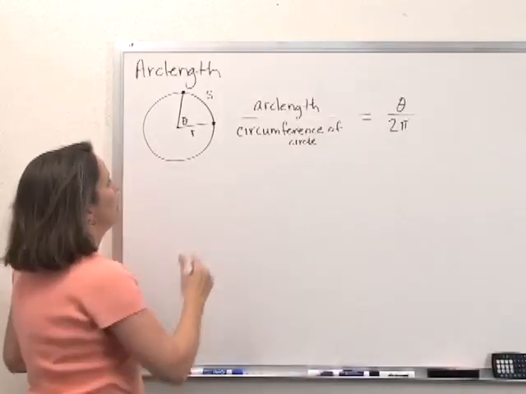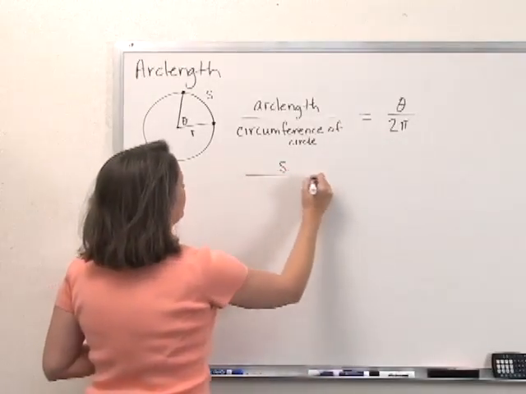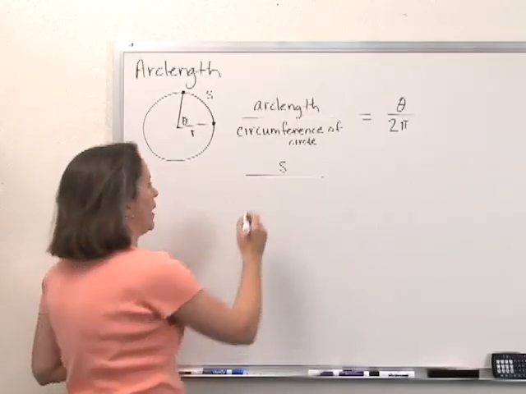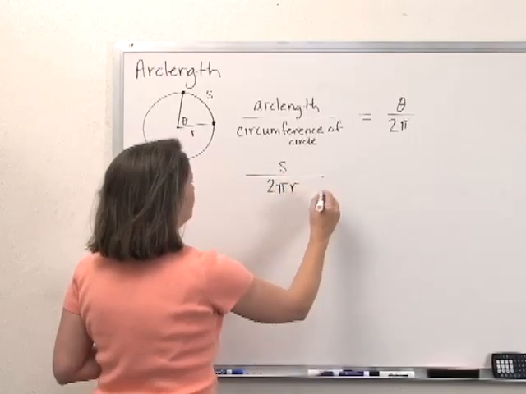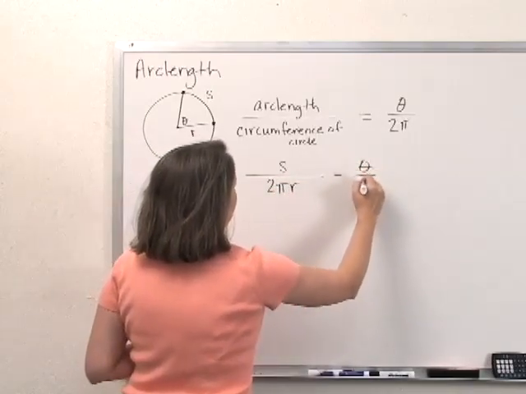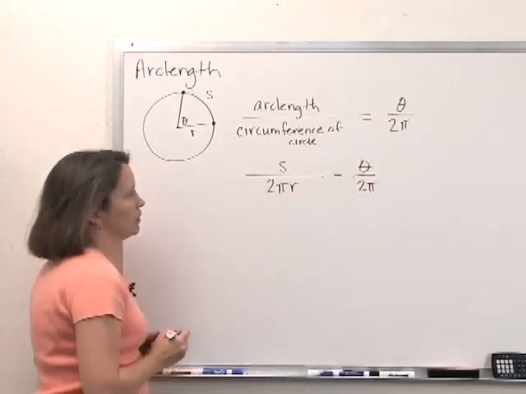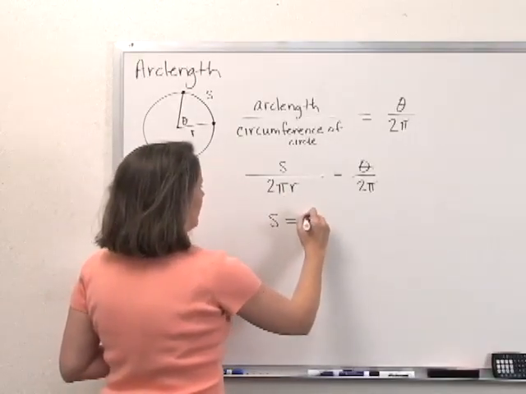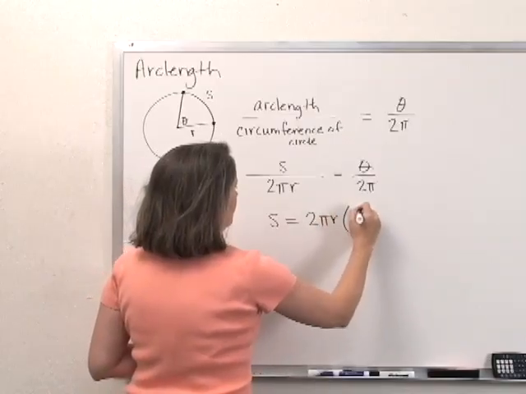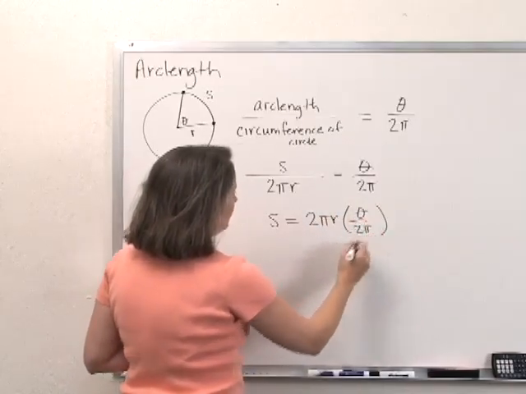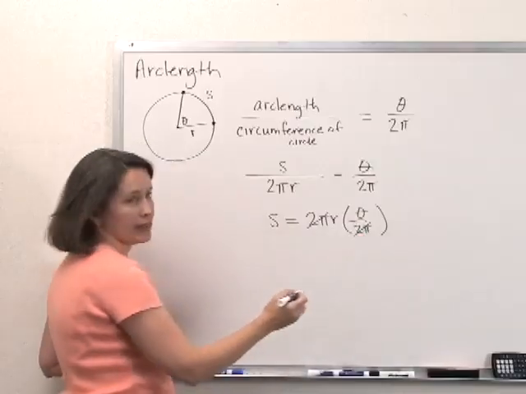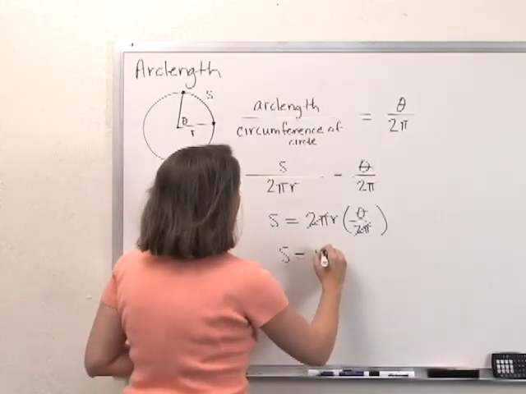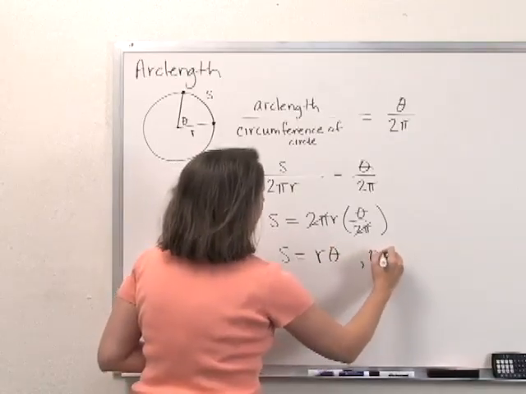Arc length, we're going to use the letter S. Circumference of a circle, do you remember that formula? 2 pi times the radius of the circle. Okay, let's solve for S. Multiply both sides by 2 pi r. Notice that the 2 pi's divide out for us, and we're left with a very simple formula. S equals r theta, theta in radians.